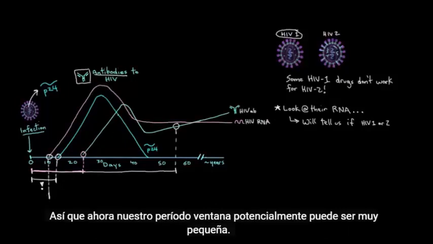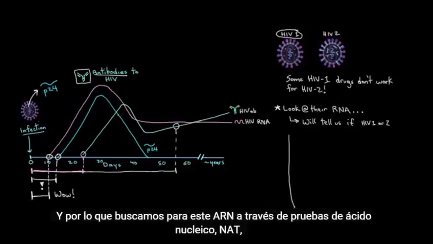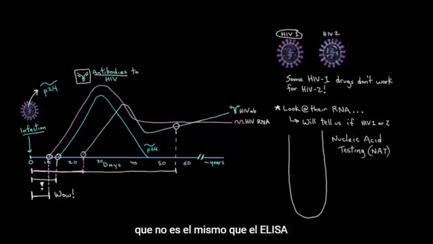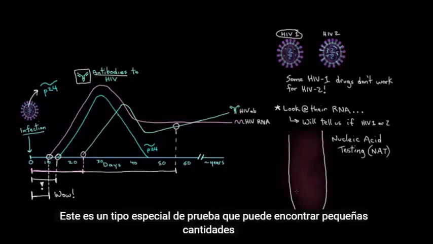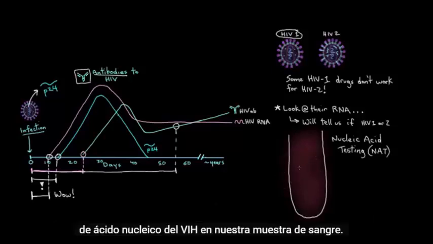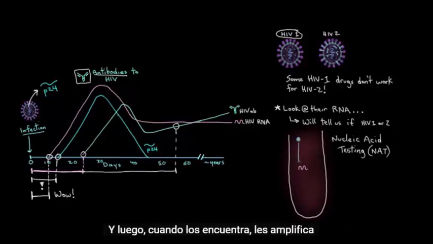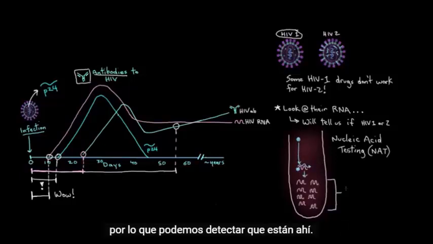So now our window period potentially can be really small. And so we look for this RNA via nucleic acid testing, NAT, which is not the same as the ELISA or the Western blot that we saw before. This is a special kind of test that can find tiny amounts of HIV nucleic acid in our blood sample. And then when it finds them, it amplifies them. It makes lots of copies of them so we can detect that they're there.